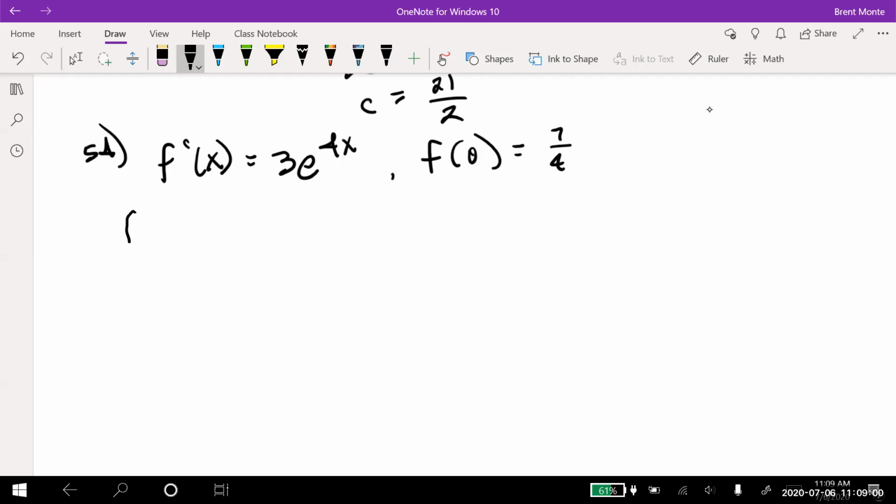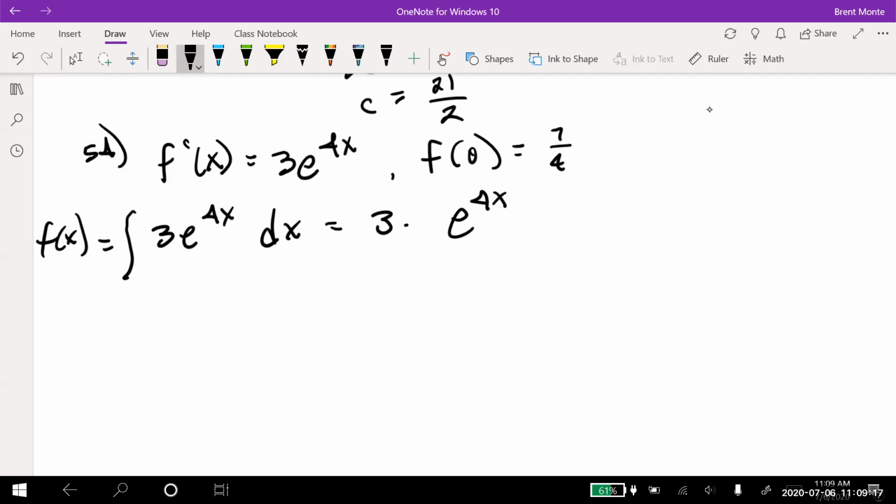So again, I'm taking the antiderivative of the derivative, and this is going to be the original function. And so I do this, I get, remember 3 is a constant multiple, it stays out, but then that e to the 4x I get, but instead of times 4 from the chain rule, I have to do multiplied by a fourth, again, plus c, that's my function.